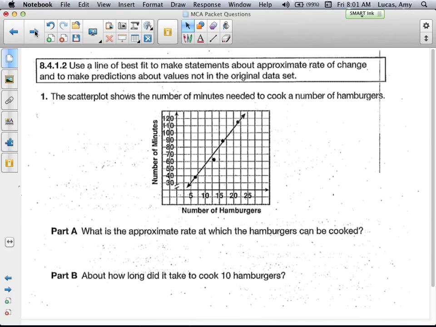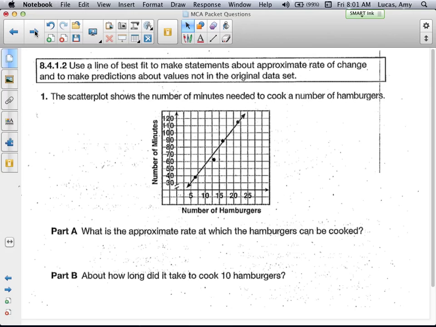8412. Use a line of best fit to make statements about approximate rate of change and to make predictions about values not in the original data set. This benchmark, to me, is more important than the last one. This one is about using the line of best fit to make some approximations, to make some predictions about your data.